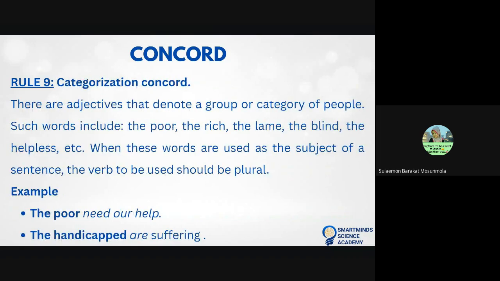Now, categorization concord. When we talk about categorization concord, these are adjectives that denote a group of people or a category of people. When you have "the" coming before an adjective, then those words are being categorized. When you have the definite article "the" preceding an adjective, that adjective is talking about a category. Such words like the poor, the rich, the lame, the blind, the young, the old, the helpless.